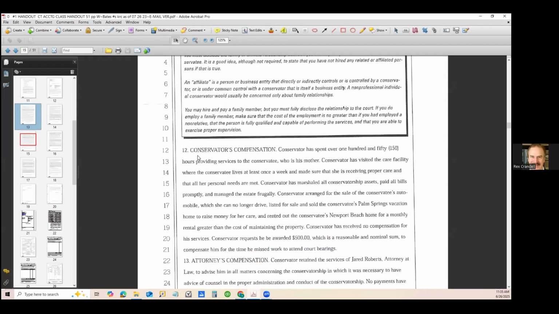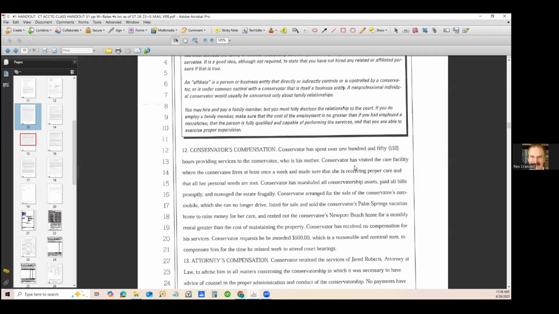Okay, now we're getting down to conservators' compensation. Again, I've seen these go both ways. Sometimes conservators waive, sometimes they do want a fee. It's completely optional, but regardless, this needs to be stated. So in my example, I state how much time the conservator has spent assisting the conservatee. What is the relationship between the conservatee and the conservator? Because sometimes if it's a family member or somebody you're close to, you just want to state that.